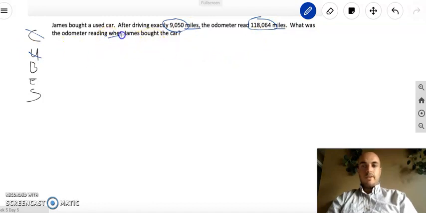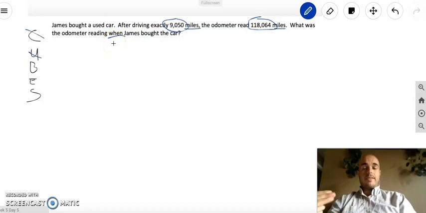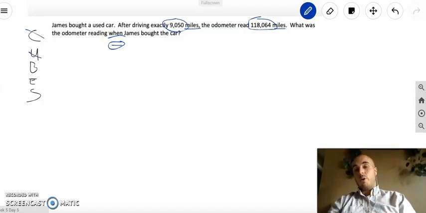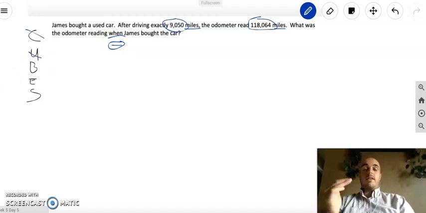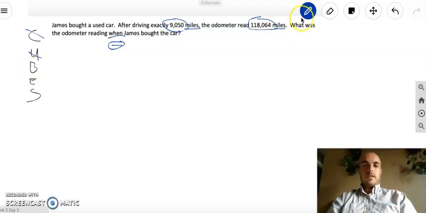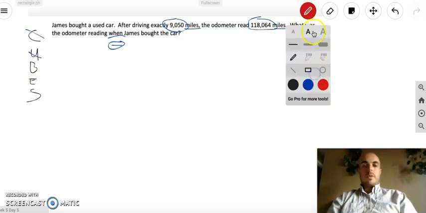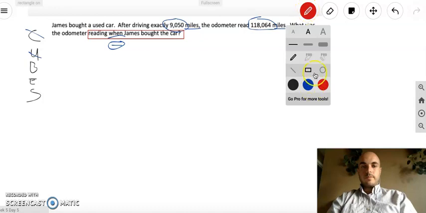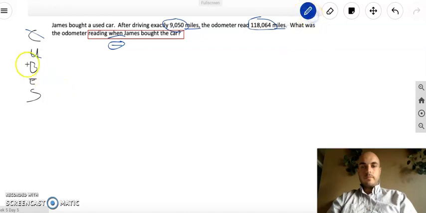So this "when" kind of tells me I'm going into the past, which tells me I'm going to be subtracting, finding the difference. At least in this specific one. This isn't a statement for every word problem, but in this one, because we're going into the past, we have to find the difference between the two, which tells me I'm subtracting. Let's box what's being asked of us to solve. So what we're reading when James bought the car. Eliminate. You can eliminate that he bought a used car. We don't care about that at this point.